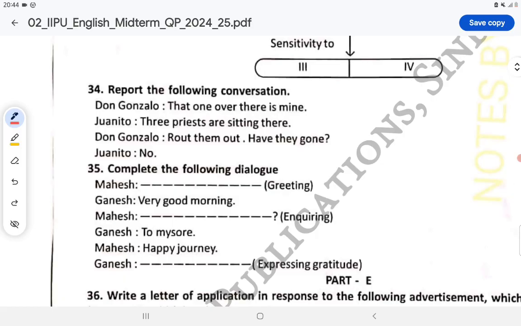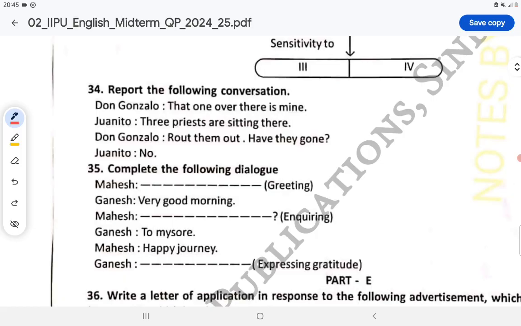And then I should know the types of sentences. See, Gonzalo, that one over there is mine. This is the assertive sentence. And then Juanito says that 3 priests are sitting there. That is also an assertive sentence. Gonzalo, rot them out. Have they gone? So rot them out is the imperative sentence. And have they gone? It is the yes or no type question. Juanito says no. So like this.